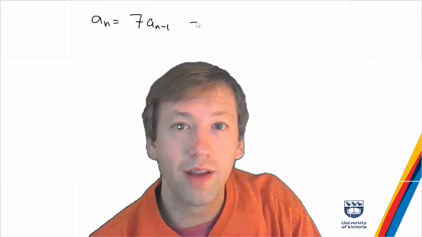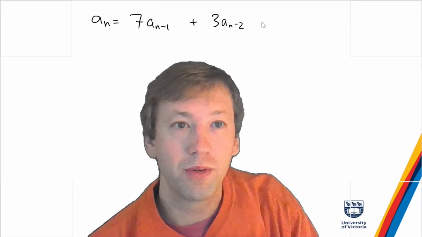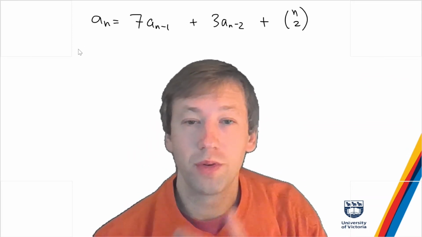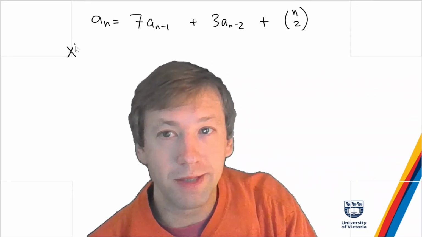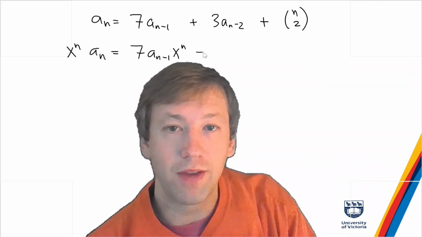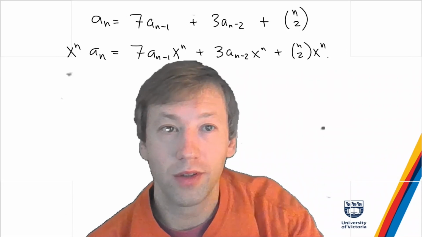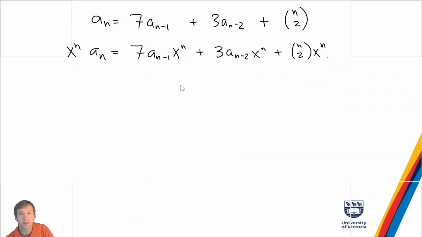So the idea was you start by writing your recurrence formula. So let's say an is equal to, maybe for a different example, 7 an minus 1 plus 3 an minus 2 plus, I don't know, n choose 2. So what you do is you now multiply this on both sides by x to the n, which ends up giving you something like this. And then you sum over all the possible values of n for which this is valid. So usually it's going to be like n from 2 to infinity.